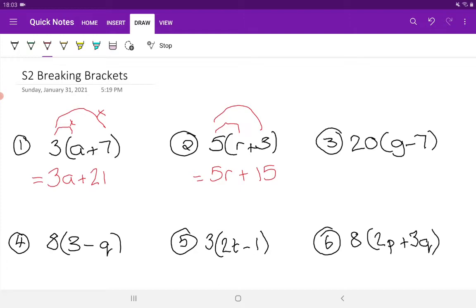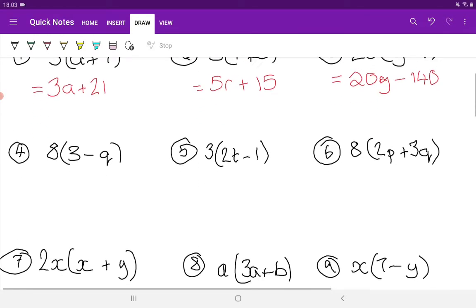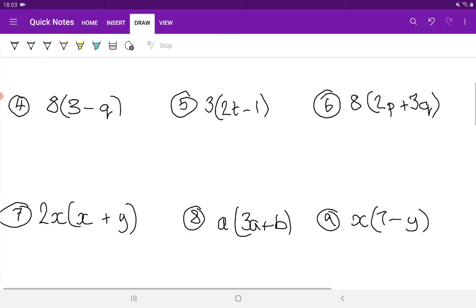For the next one, it's a 20 on the outside. So we've got 20 times g is 20g. And then we've got take away 20 times 7. Well, 2 times 7 is 14, so 20 times 7 is going to be 140. So the answer to that one is 20g take away 140. And we should be remembering that. We've been doing it in homeworks and stuff, so hopefully that's okay.